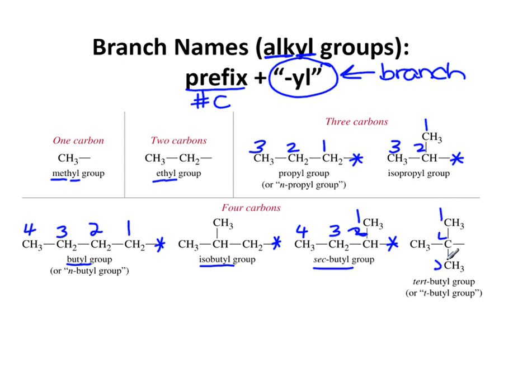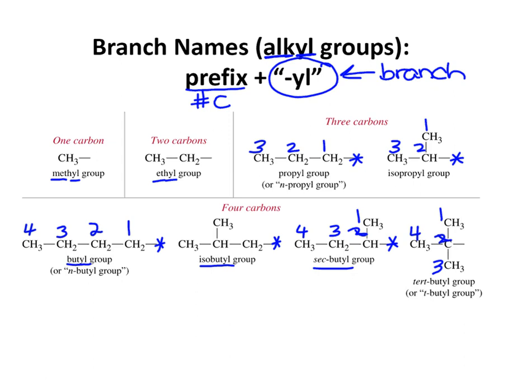If you have 3 in a chain, let's try numbering those better. 1, 2, 3. Here's the 4th one. 3 in a chain is for tert, or they call it a T-butyl group. That can also be possible.